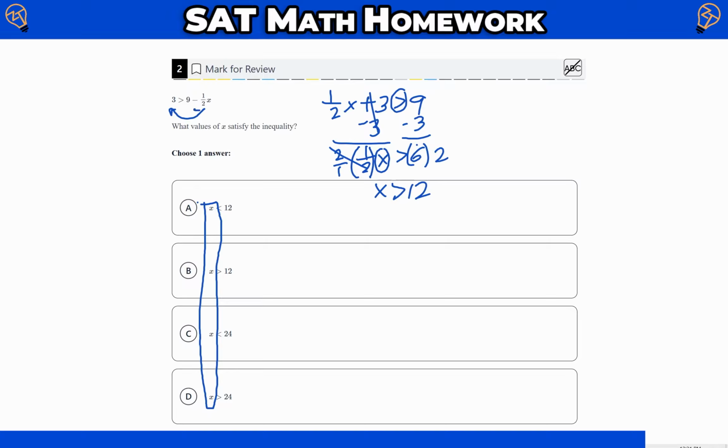And if we kept it on the right side, we would have had to do that, which would have flipped the inequality sign. And then if we wanted x on the left, which we do, we would have had to flip everything again. So it's just easier to move everything to the left side in terms of x. And again, we get the correct answer is B.